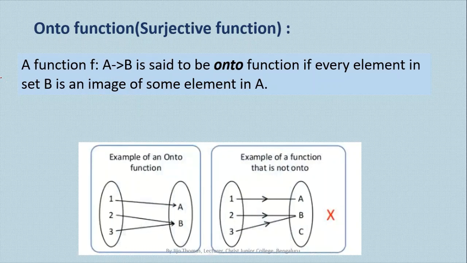For example, you see here, my first set is A and the second set is considered as B. From A to B, in the second set there are no elements left out. Every element of B is related with some element in A. So it is an onto function. Similarly, the second one is not an onto function because C is left out. In the second set, nothing should be left out for onto. Every element of the second set should be related.